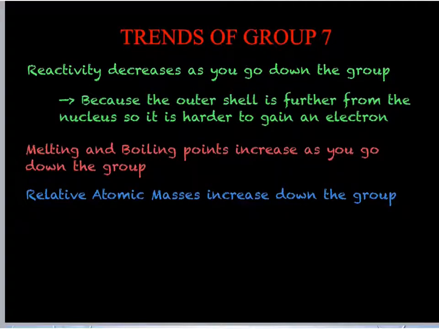However, similar to the group 1 metals, they also have things in common. For example, they are all non-metals, and they all have 7 electrons in their outer shell. Due to having 7 electrons in their outer shell, all of the halogens form 1- ions called halides. These are fluoride, chloride, bromide and iodide.